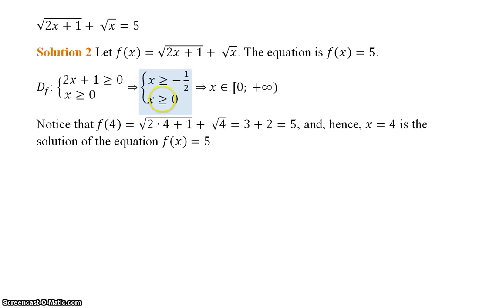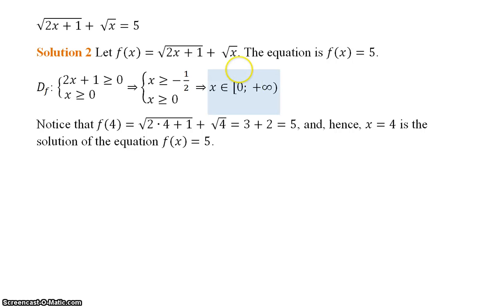Of these two inequalities, the second one is stronger. If x is greater than or equal to 0, of course it would be greater than or equal to negative half. Therefore, the domain of the given equation is the set of all non-negative real numbers. It's the interval from 0 inclusively through positive infinity.